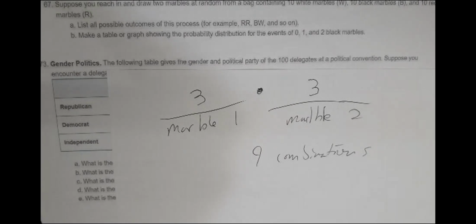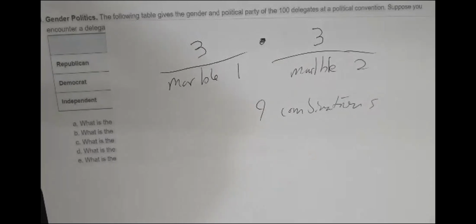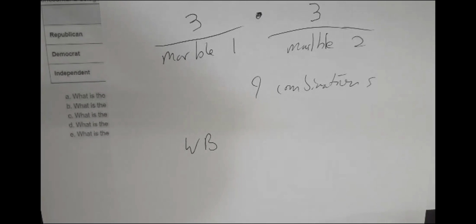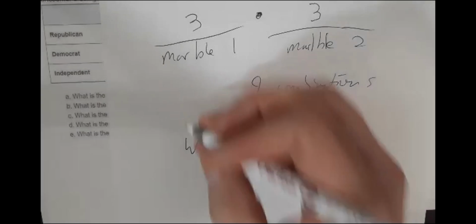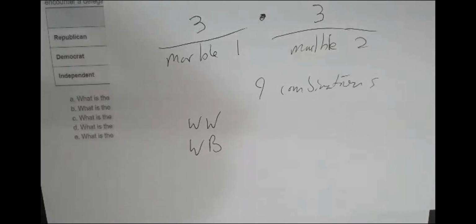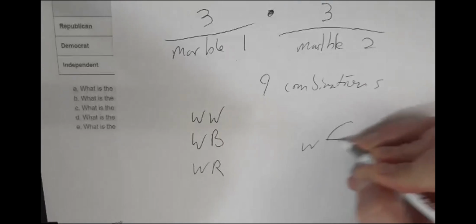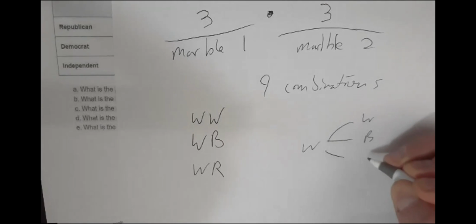It should be 2-letter combinations. So I'm doing white, black, and red. WBR. First thing, I can do white, black. I should start with white, white, probably, right? The same thing. What I'm going to do is hold one constant. White, black, white, red. You could do it with a chart if you really wanted to. White, black, red.